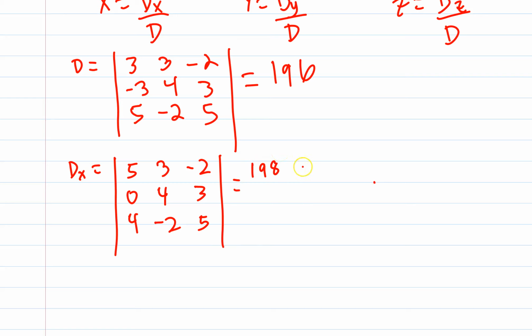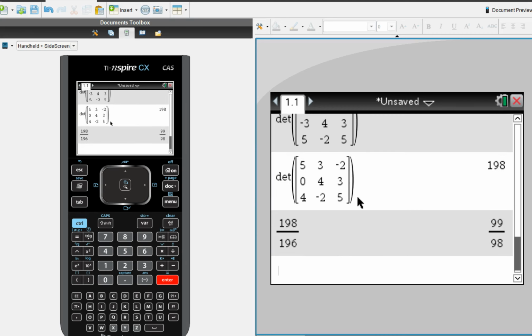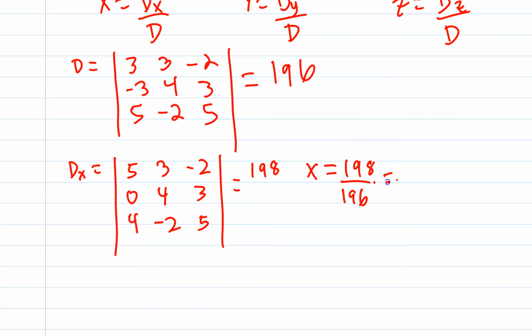So what does this do for me? X is equal to dx over d. So 198 over 196, or 99 over 98.